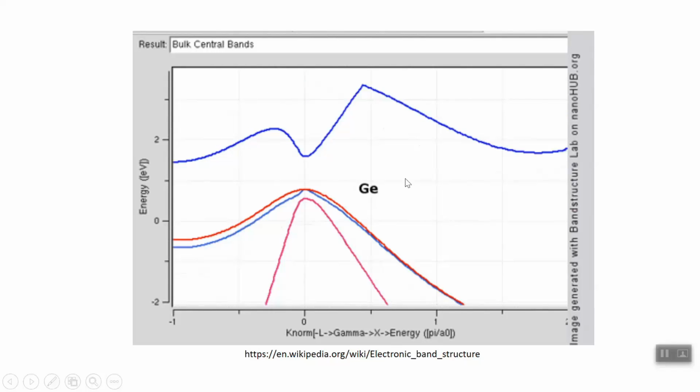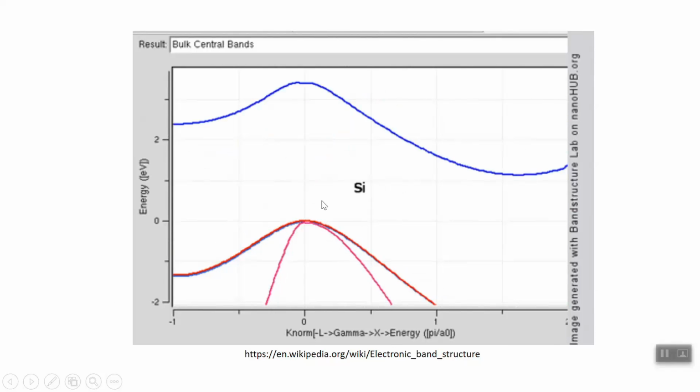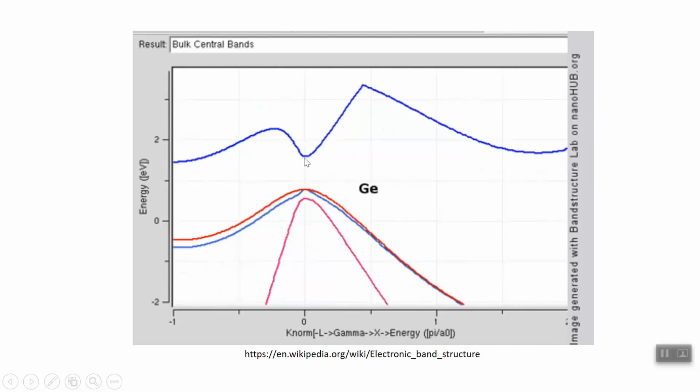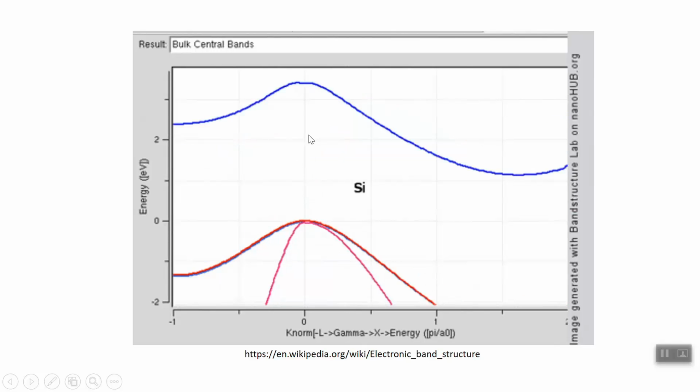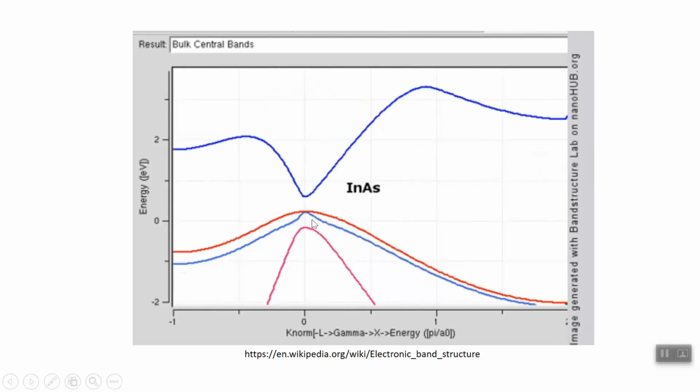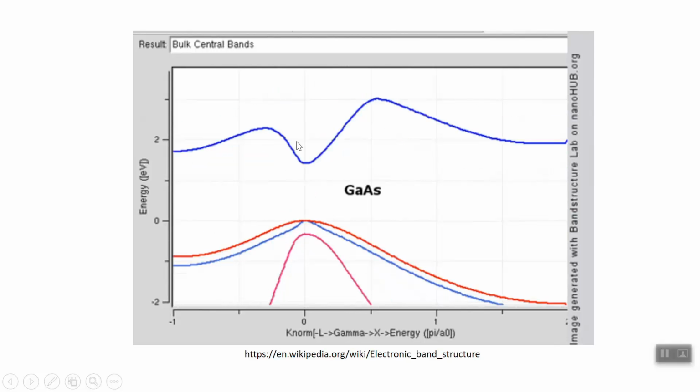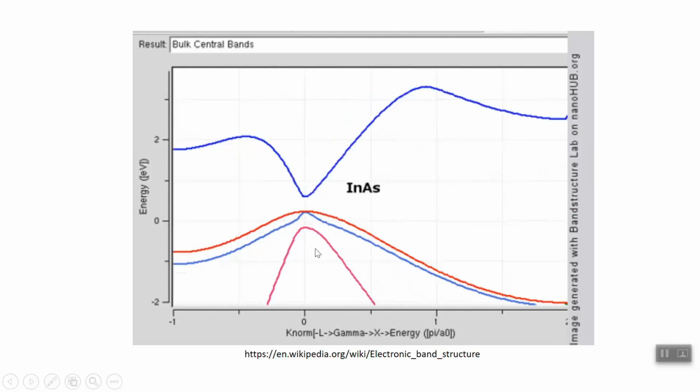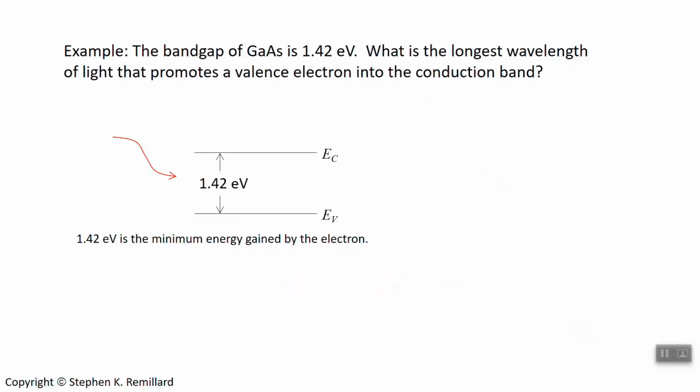So you notice with gallium arsenide, and all of them except silicon actually, they're direct band gap semiconductors. That is, the valence band has its maximum and the conduction band has its minimum at the same position in K space. Using that information for gallium arsenide, and the fact that its band gap is 1.42 electron volts, let's answer the question of what is the longest wavelength of light that promotes a valence electron into the conduction band.